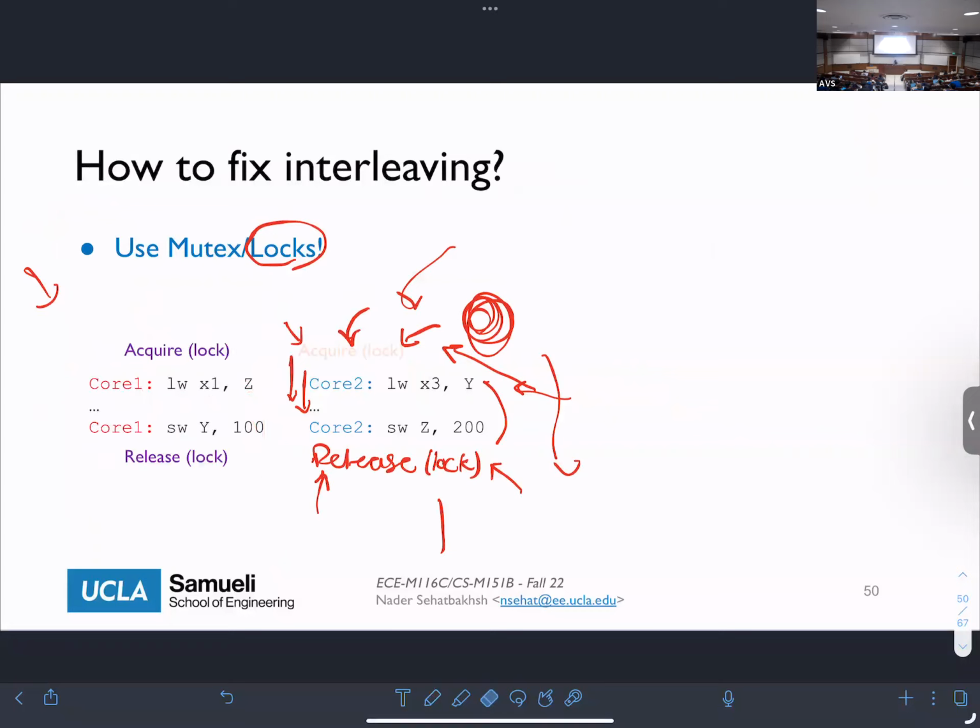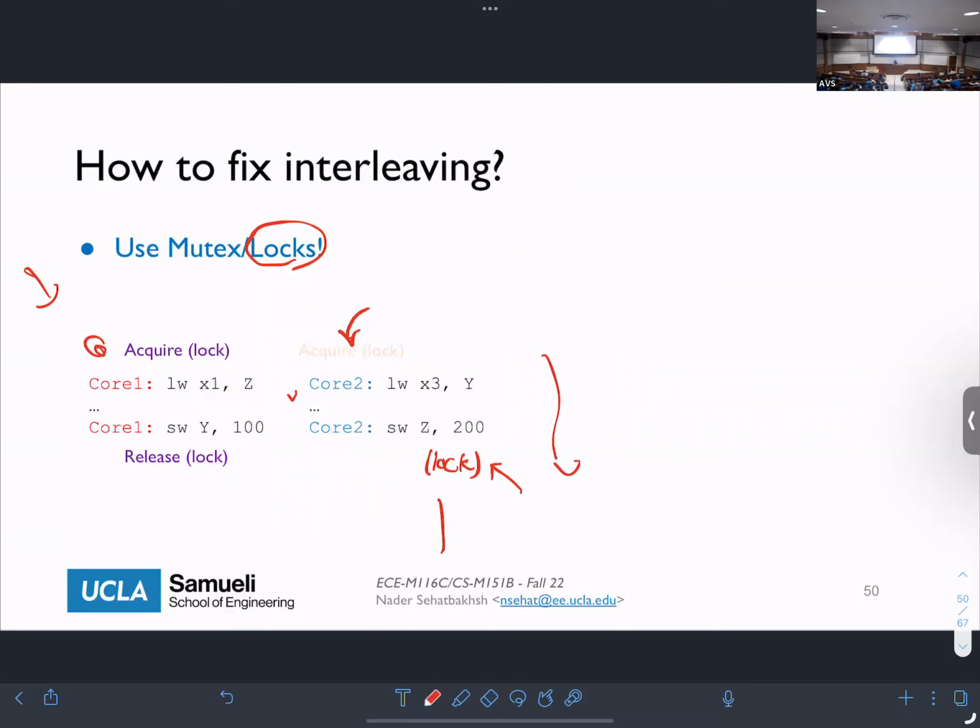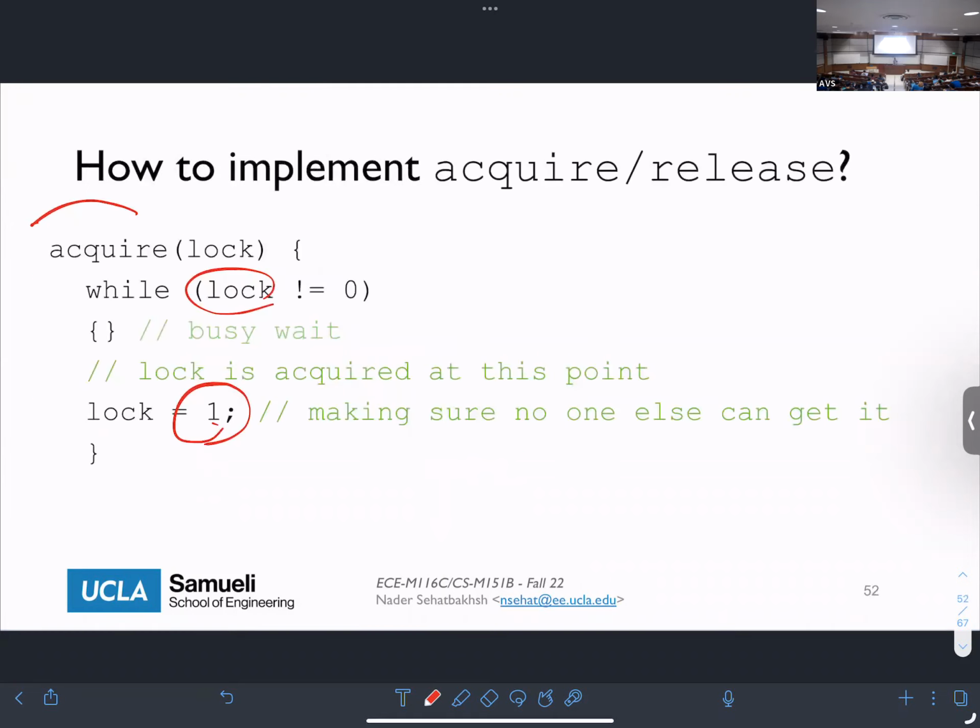So I'm not going to leave this acquire code until there is a moment at which the lock becomes 0. That's why, when I'm running this and this together, both of them will be busy waiting here. One of them manages to get the lock first and then continues. The other one will not see the lock equal to 0, so it just keeps sitting there until the lock becomes 0. Okay, so that's how acquire works.